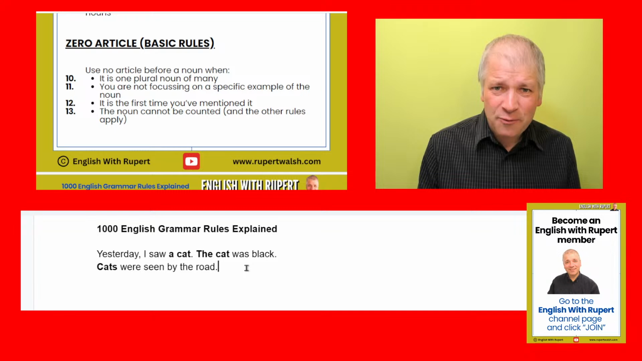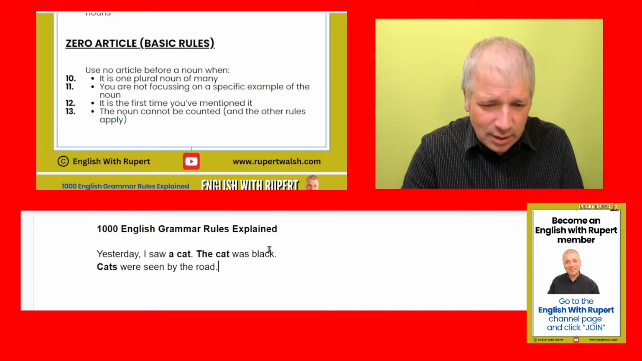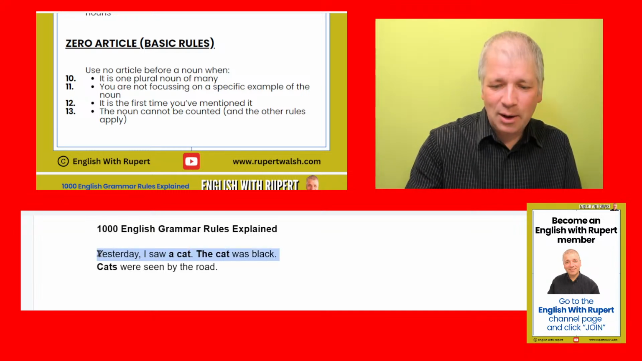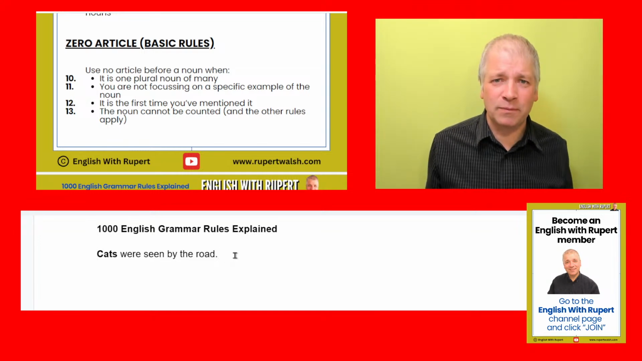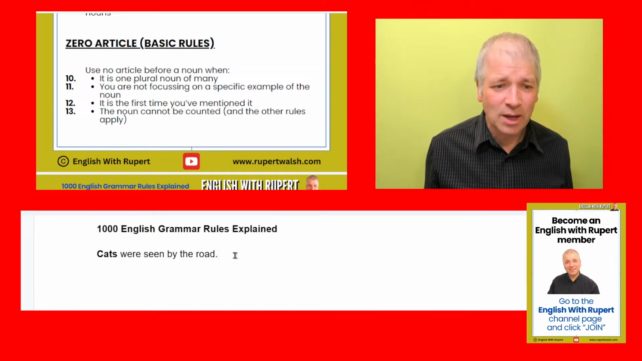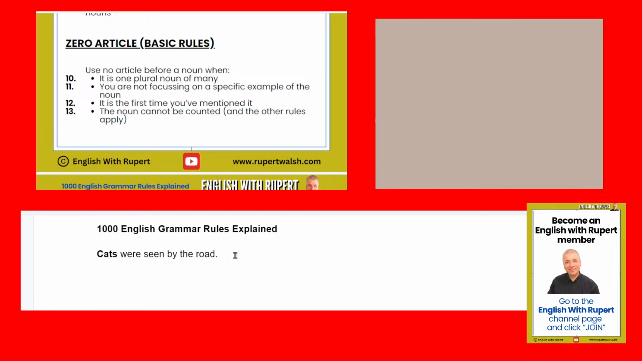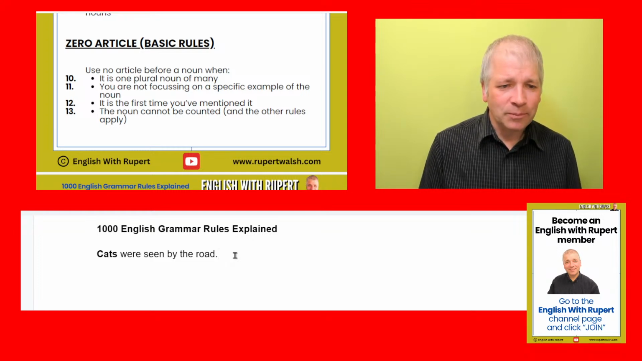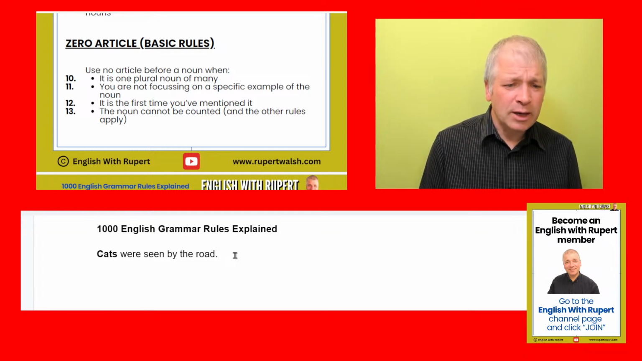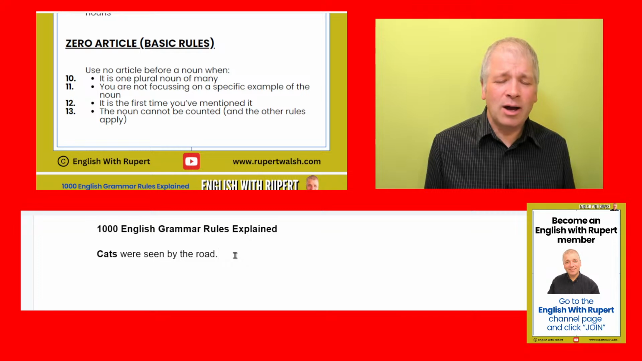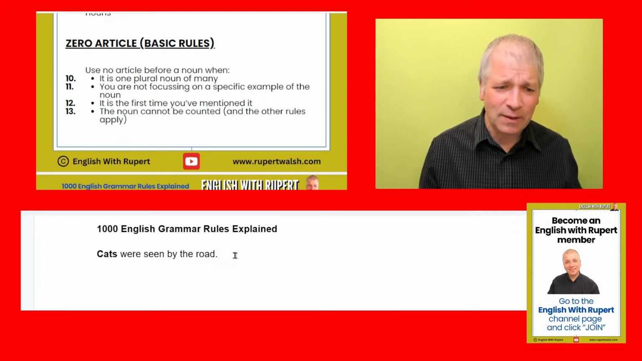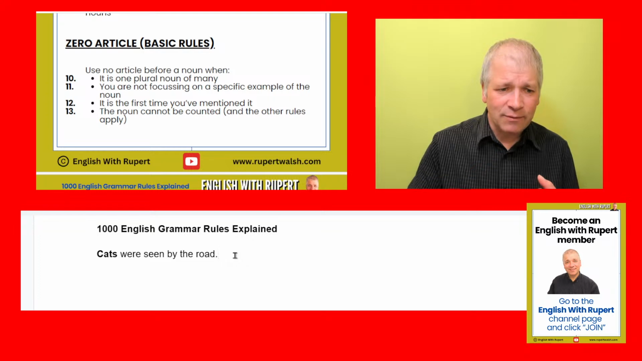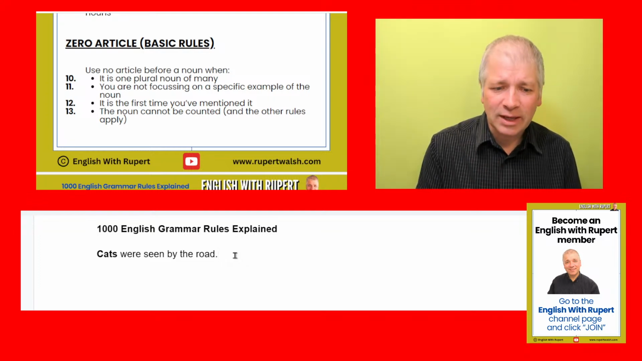It's the first time I've mentioned it, so let's delete this story now and pretend we're starting a new story. This is the start of a new story. Cats were seen by the road. This is the beginning of my story. It's the first time I've mentioned the cats. It's a plural noun. And I'm not focusing on a specific example of cats. I just mean a group of cats out of all the millions of cats that live in the world. So 10, 11, 12 are all fulfilled here.